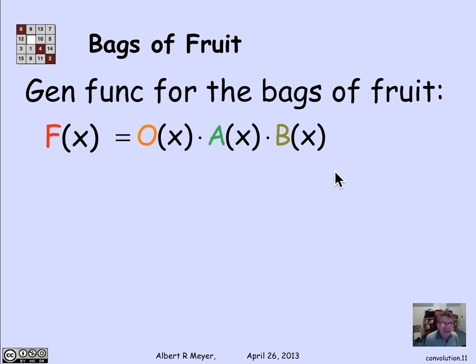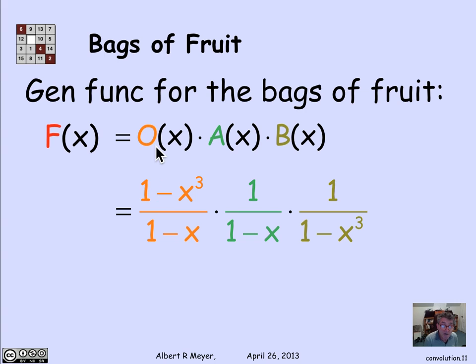So in particular here, if I let f of x be the product of the orange of x, the apple of x, and the banana of x, then the claim is that this f of x is the generating function for the number of ways to select a mix of n oranges, apples, and bananas subject to the individual constraints. In other words, it's the orange generating function 1 minus x cubed over 1 minus x, times the apples, which is 1 over 1 minus x, times the bananas, which is 1 over 1 minus x cubed. And of course, this example was exactly chosen so there'd be a nice cancellation here. And what I get is that the generating function for the number of ways to select n fruits of apples, oranges, and bananas subject to the constraints is 1 over 1 minus x squared.